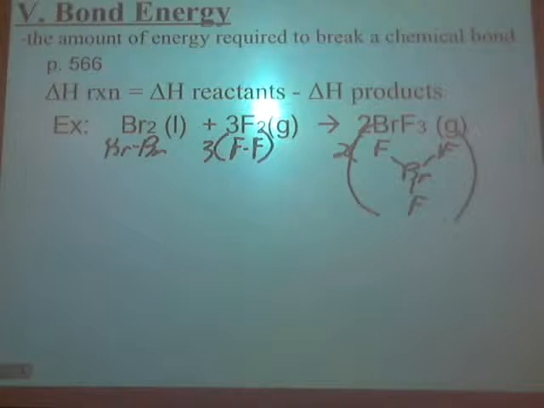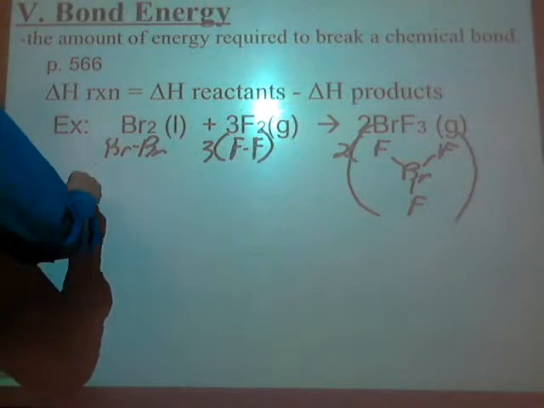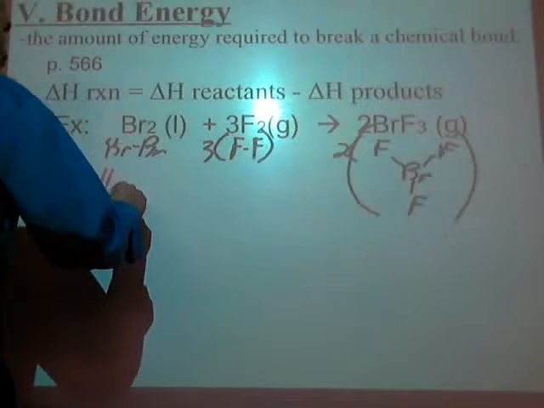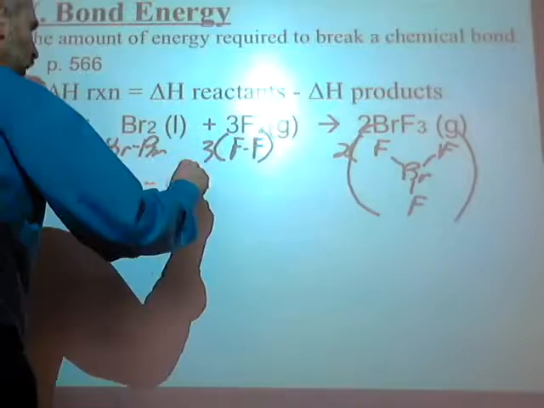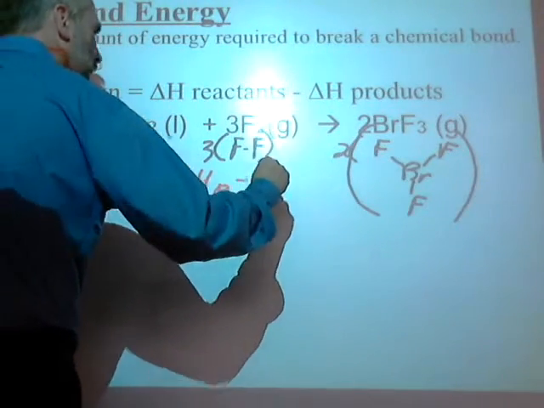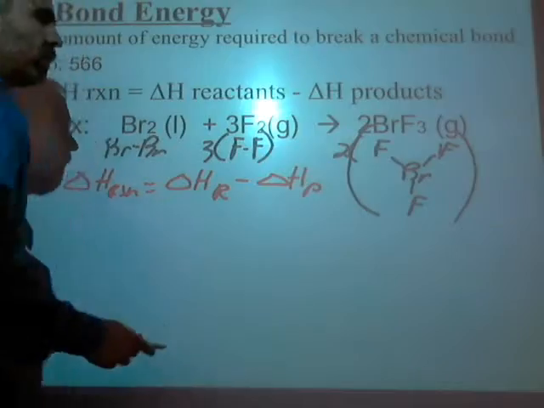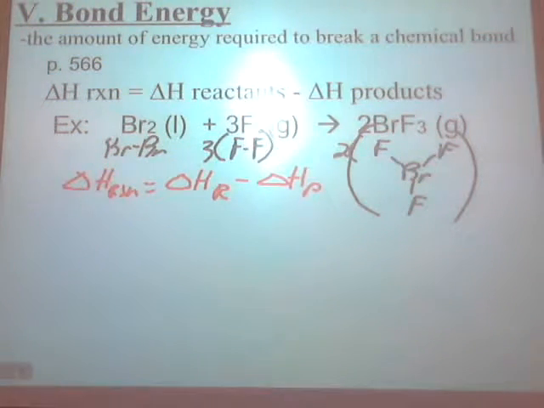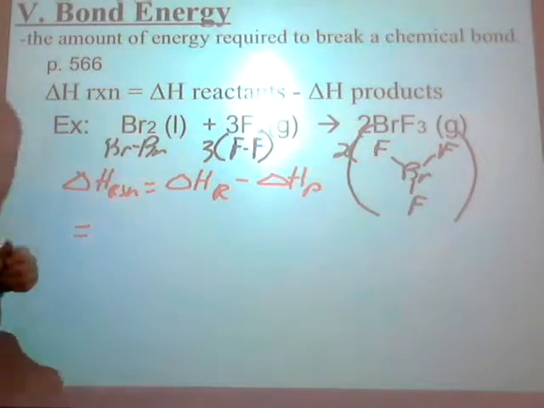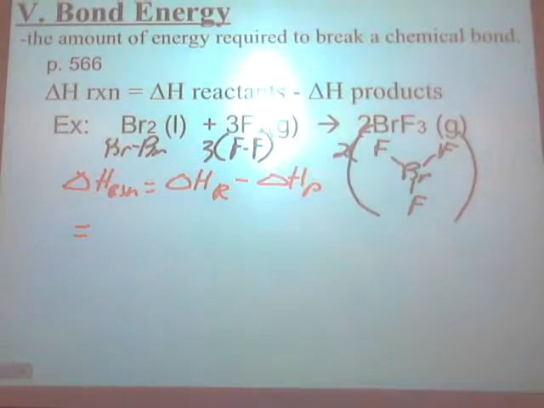And let's do that equation. Delta H of the reaction equals delta H of the reactants minus the delta H of the products. Not products minus reactants, because we're using bond energies. Now you need to open page 566 and learn how to use this chart, because you're going to have to use it on the test.